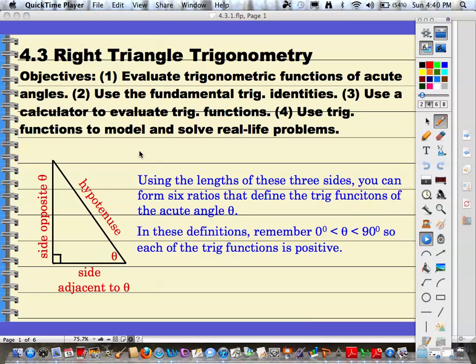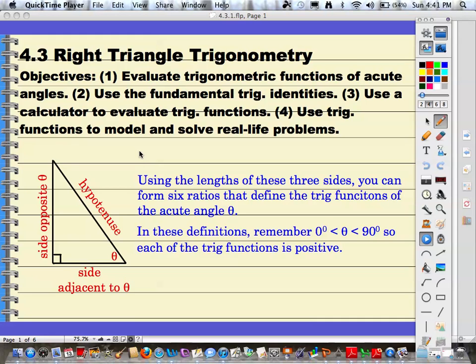Geometry in Algebra 2, seeing how we can apply these ideas of trigonometry to right triangles. Okay? So as you can see here, we've got a right triangle drawn. We always have to have what we call a reference angle, a point of reference. Where are we starting from? Okay? And that's our theta. And notice the triangle is labeled.